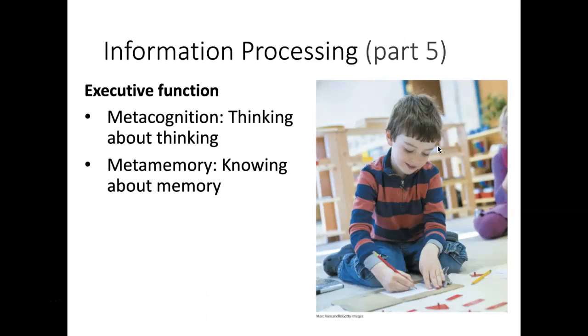Executive function: there are a couple of aspects of executive function that develop during the school age years that are important to discuss. One of them is metacognition. Metacognition is thinking about thinking. Children are able to explain their thinking process and discuss their thinking process in new ways that they weren't able to before. Meta memory is knowing about memory. Children actually understand memory, understand how it works, and have a conceptualization for how to store things in their memory.